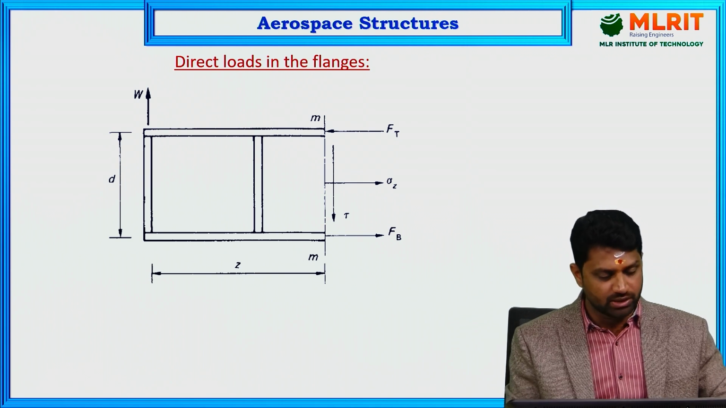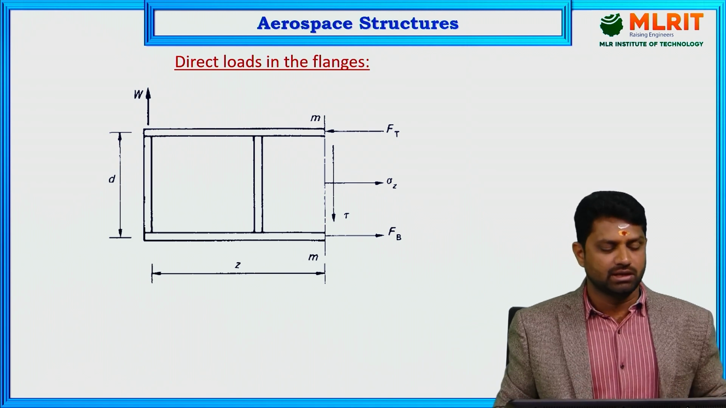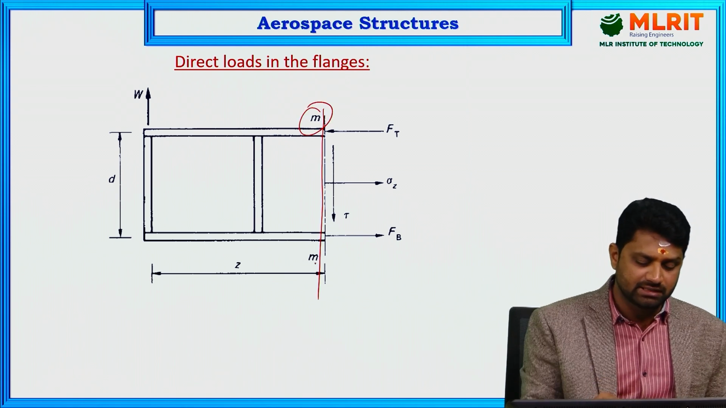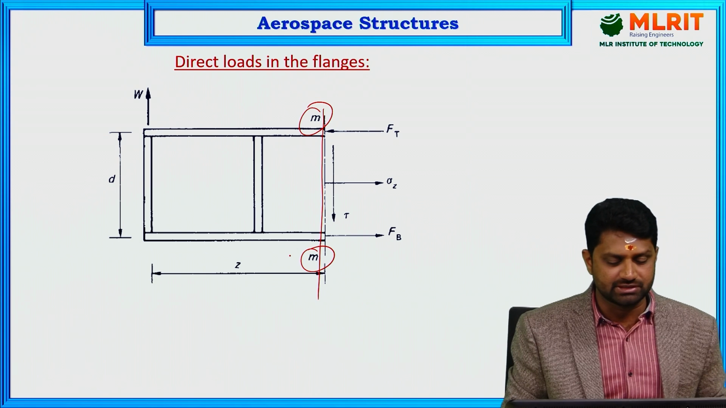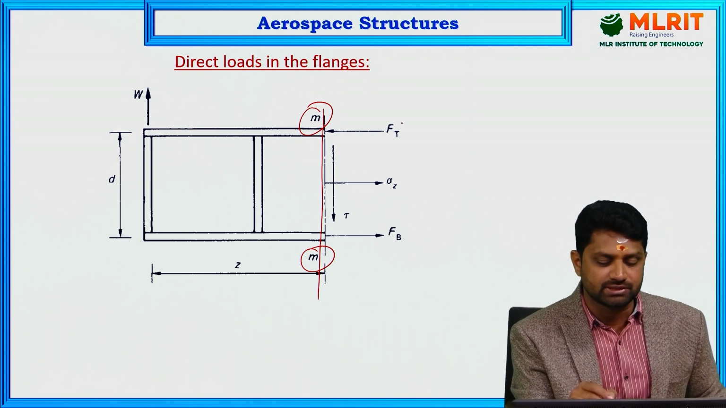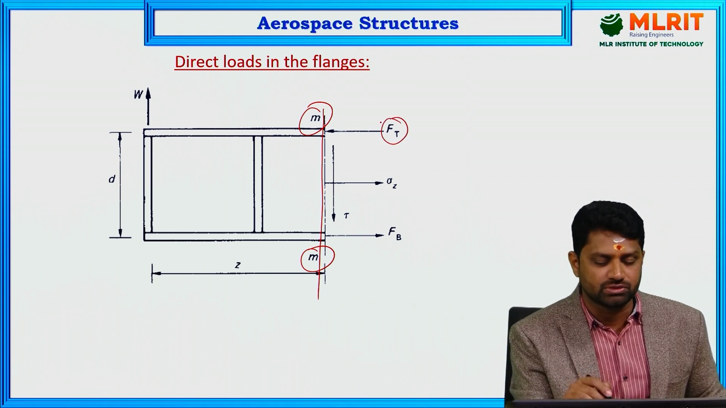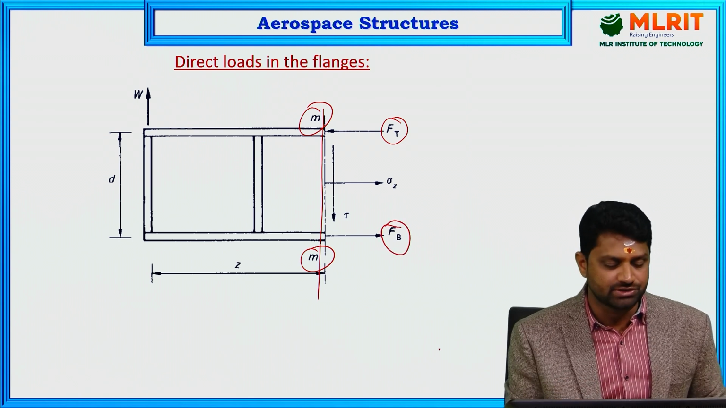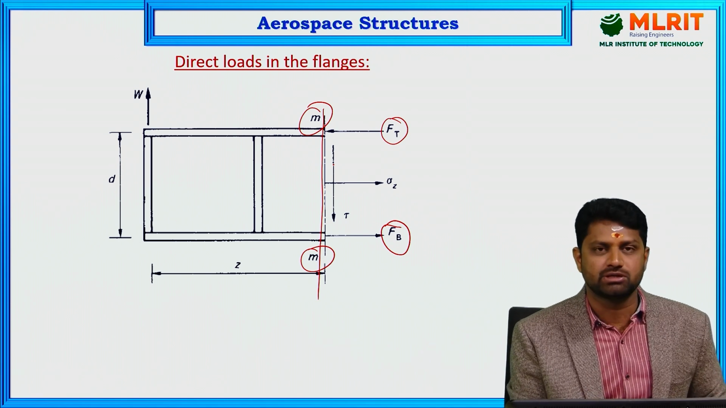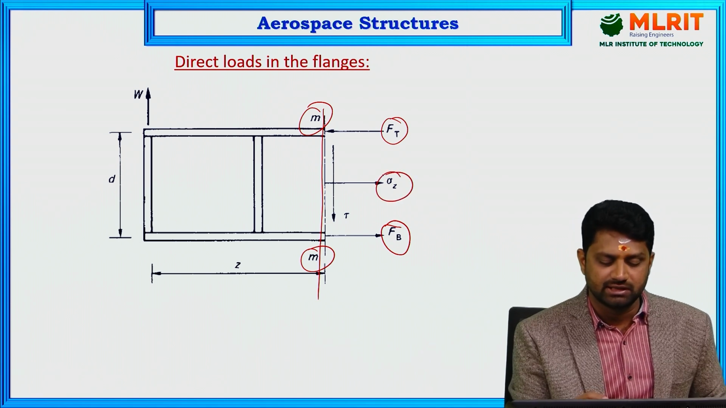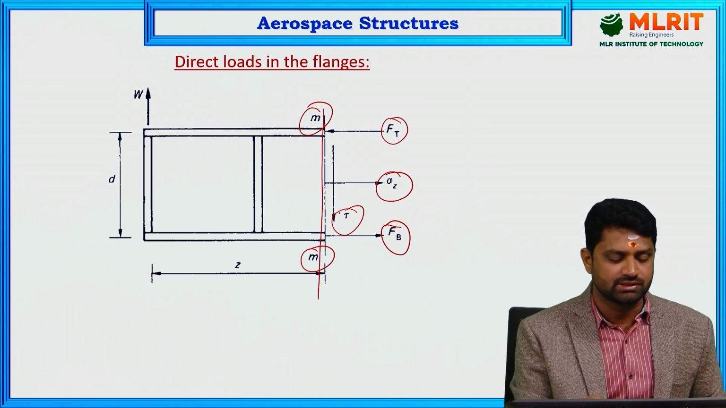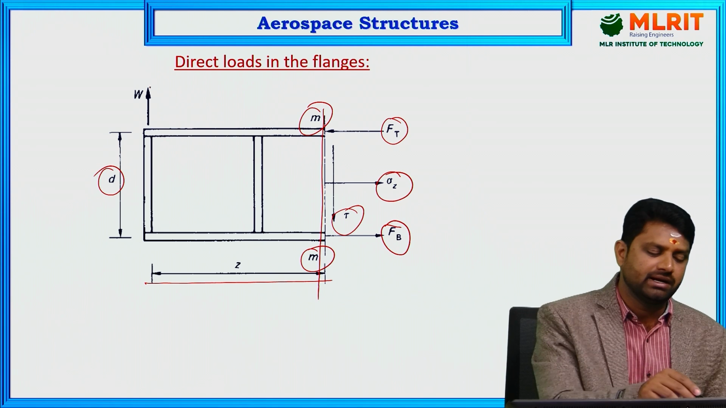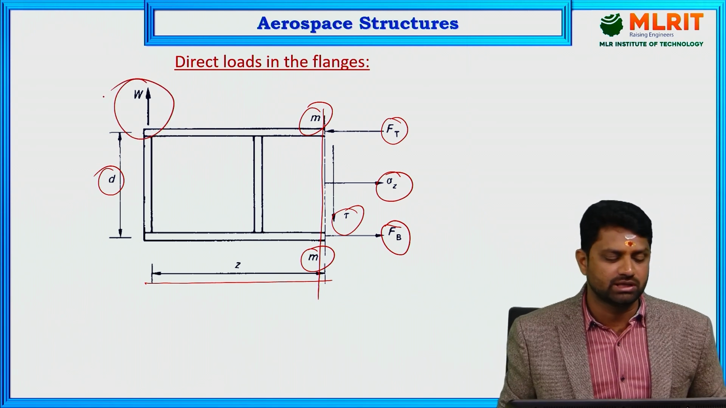So for the direct load in the flanges, let's consider the same diagram and make a cross section here, a plane M, and try to represent the forces. Let us consider FT as the force in the top flange and FB as the force in the bottom flange, and on this plane again we represent the stresses, sigma z as the direct stress and tau as the shear stress. Let us assume the length of the beam as z and the depth as d, and again W is the load acting on the beam.